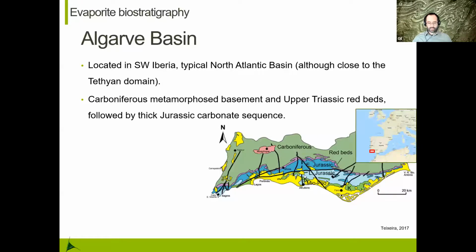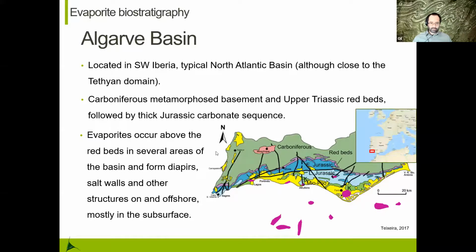Like many other Mesocenozoic Atlantic basins, there's a metamorphosed basement, and then you have upper Triassic red beds. And then immediately above the Triassic red beds, in some stretches of the basin, you have some salt, which is in most places of the basin mobile. And then you have a thick Jurassic carbonate sequence.